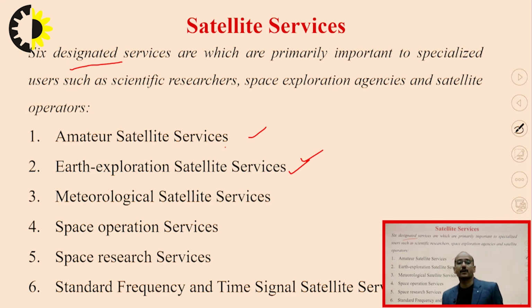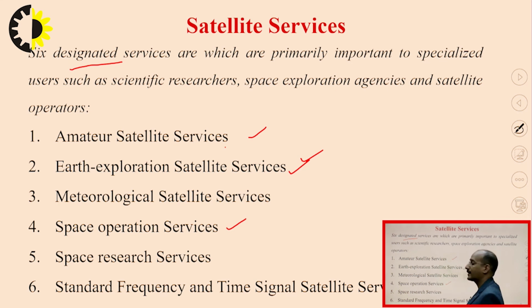Another one is meteorological satellite services. Meteorological satellite services are basically used for meteor-related information, which is very much required for the safety of the earth and also for space exploration. Then space operation services. Many times earth stations are sending various spacecraft for the exploration of deep space, and some kind of space operation point is there.